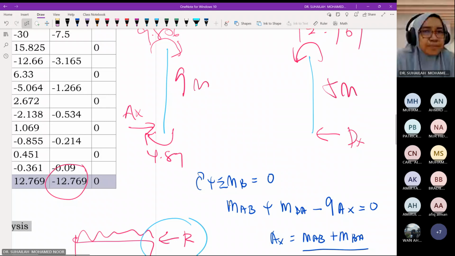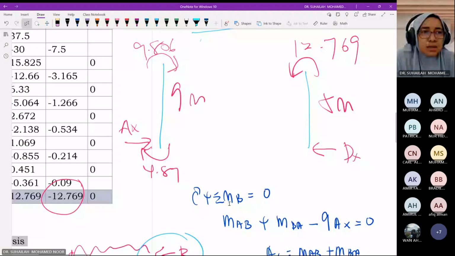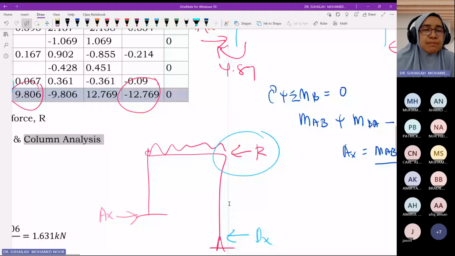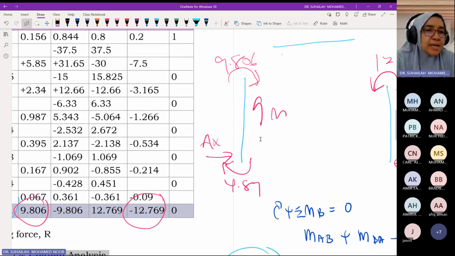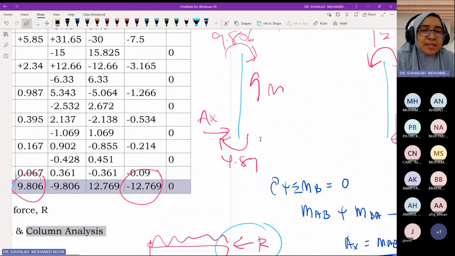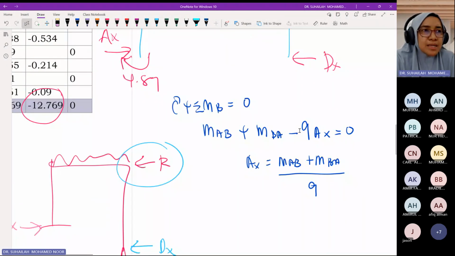Total? Kan tengok kolom ni je. Total moment at B lah. At B. Okay. Sebenarnya yang ni dia MAB plus MBA, minus 9, length dia, length kali dengan AX. Okay.